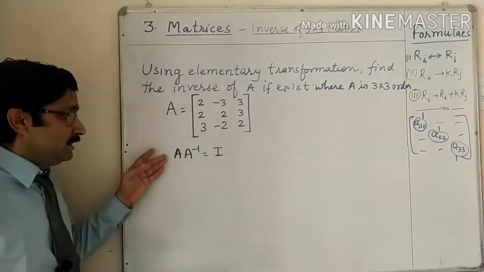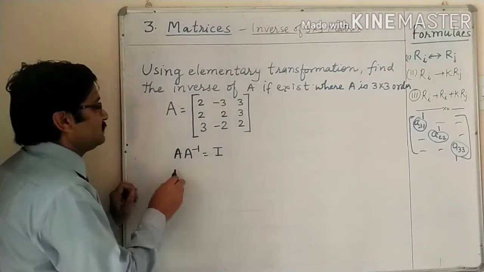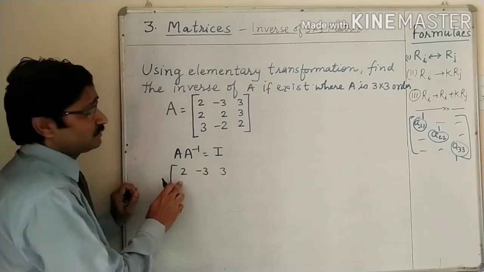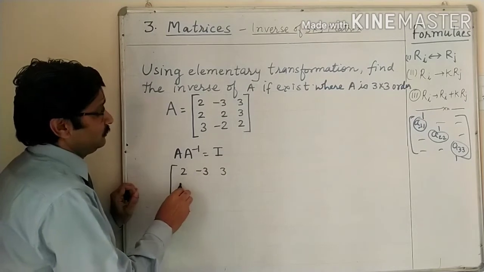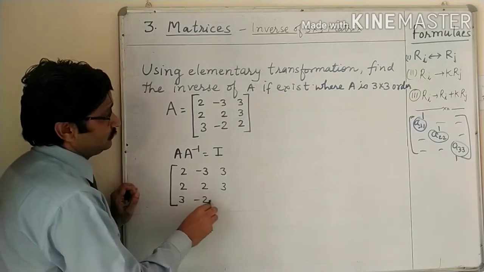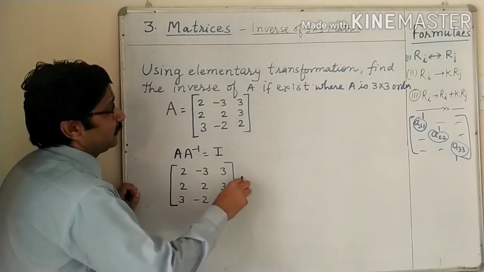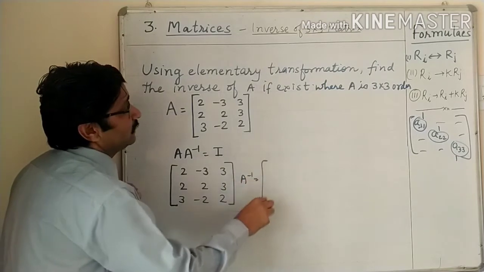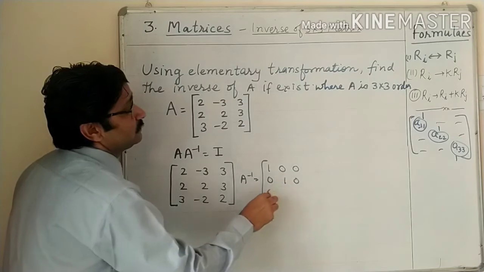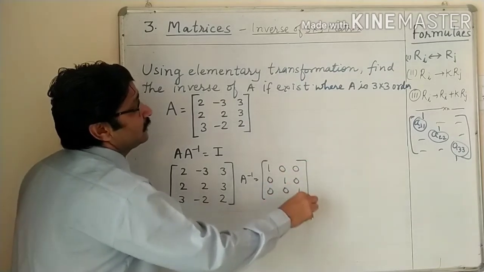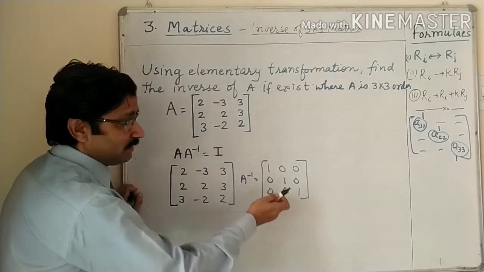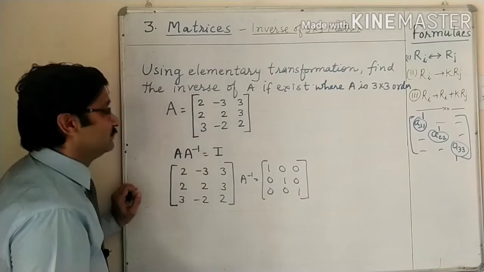So look here, A inverse equal to I. A is given: the first row is 2, minus 3, 3, the second row is 2, 2, 3, and the third row is 3, minus 2, 2. Then A inverse equal to I, where I is 1 0 0, 0 1 0, 0 0 1. You have to take the 3 into 3 identity matrix. If you have a 2 into 2 matrix, you use 2 into 2, but for 3 into 3, you use the 3 into 3 identity matrix.